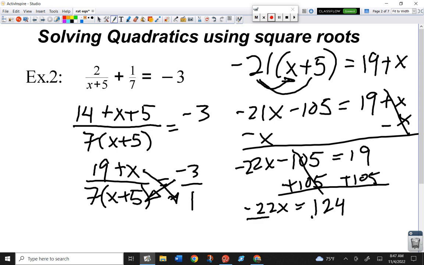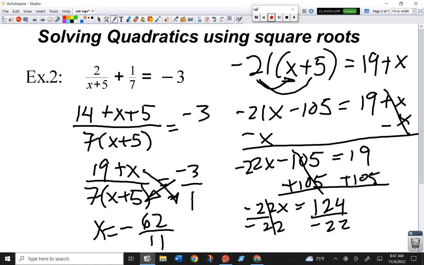And we're going to divide both sides by negative 22 so that we get our answer. x is going to equal 124 over negative 22. Or we could simplify this by 2. And that would give us negative 62 over 11. Which is an acceptable answer either way. Simplify fractions or not, but just try to solve those equations.